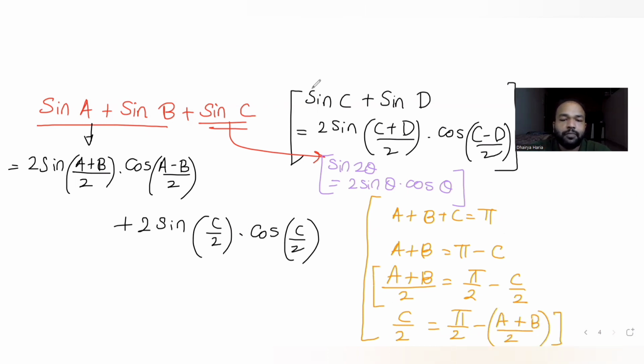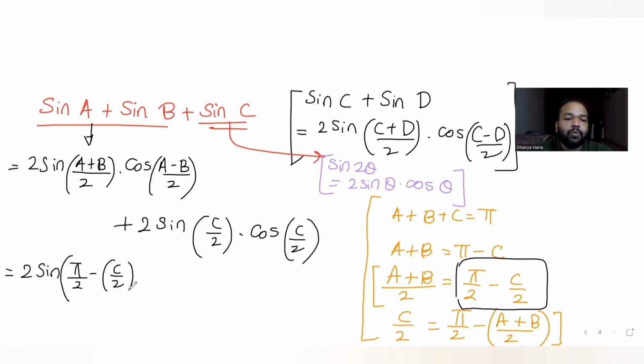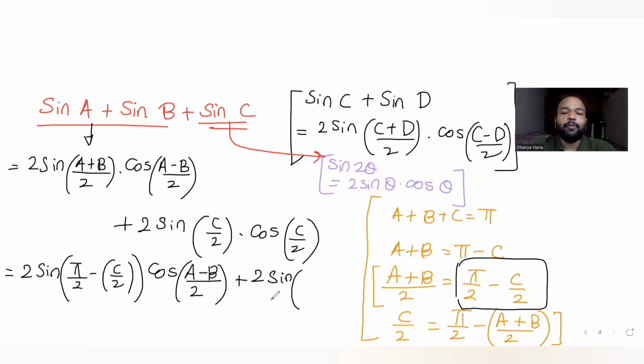Let's try to solve this further. So if I use that idea, sine (a plus b) by 2, I can just write that as pi by 2 minus c by 2. So it becomes 2 times sine (90 minus c by 2) into cos (a minus b) by 2, plus 2 sine. Again, if I try to write c by 2, let's do that. So it becomes c by 2, I can write that as pi by 2 minus (a plus b) by 2 into cos c by 2.